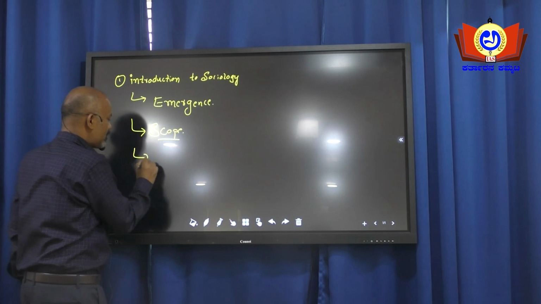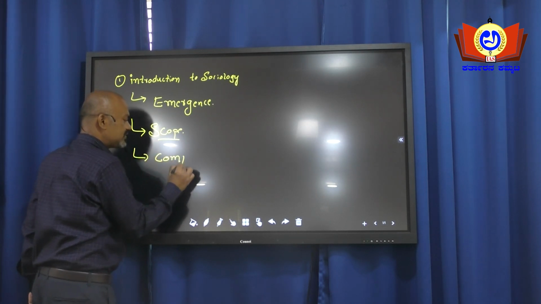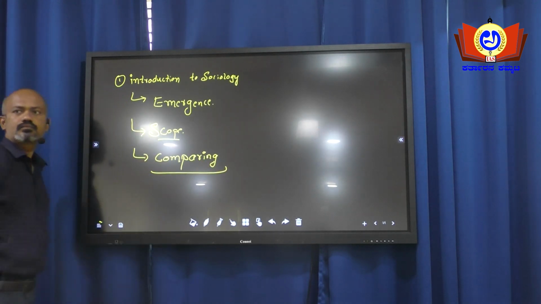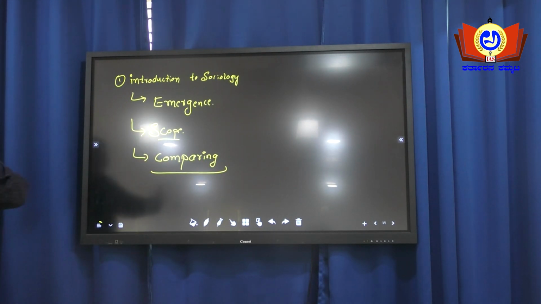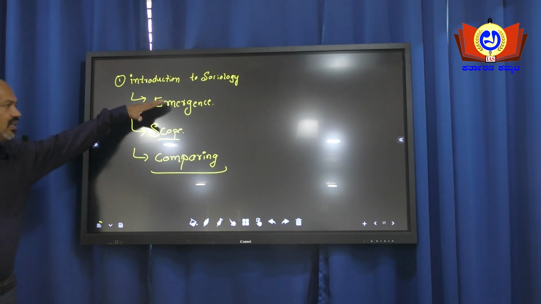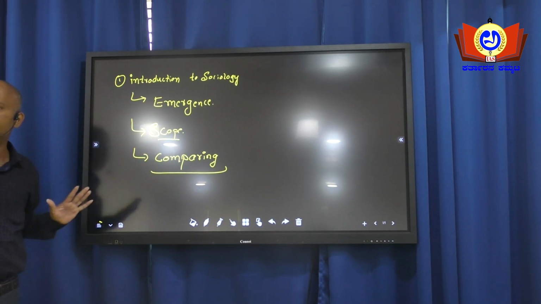Then we will discuss the comparison of sociology with other social sciences, because some kind of standard measurement is required to compare. So sociology will be compared with economics, anthropology, psychology, history and political science. These 5 subjects we will compare with sociology. And in the examination, questions have appeared from all of these.